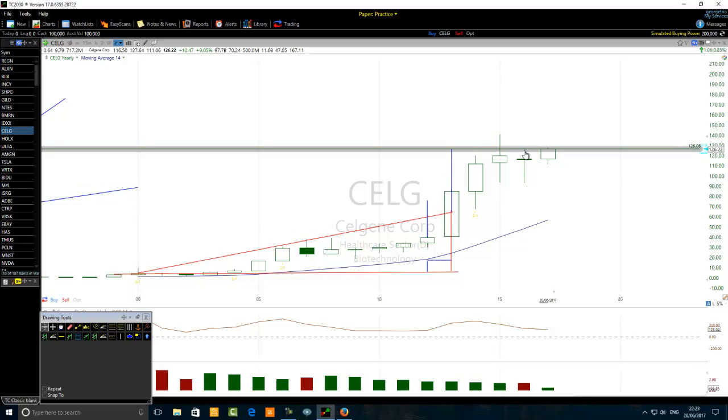People did sell this stock, Celgene Corporation, symbol CELG, Charlie Echo Lima Golf. Here it is. As you can see, there were sellers here. Now it starts going back up. Let's see if I can see another. So you need to understand what we are doing here.